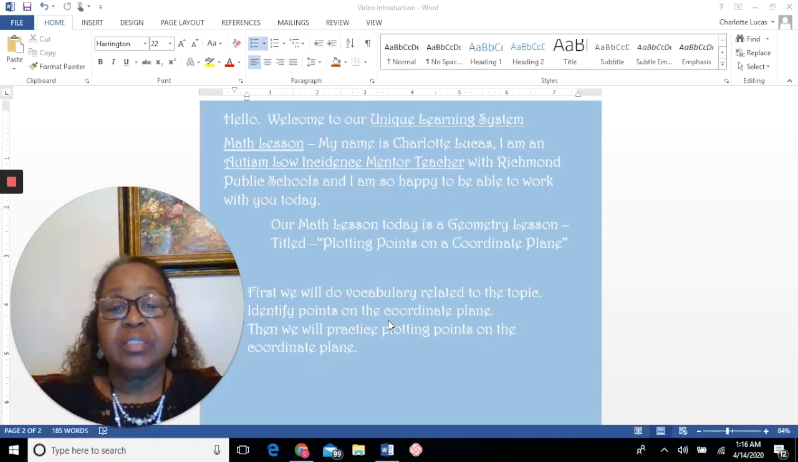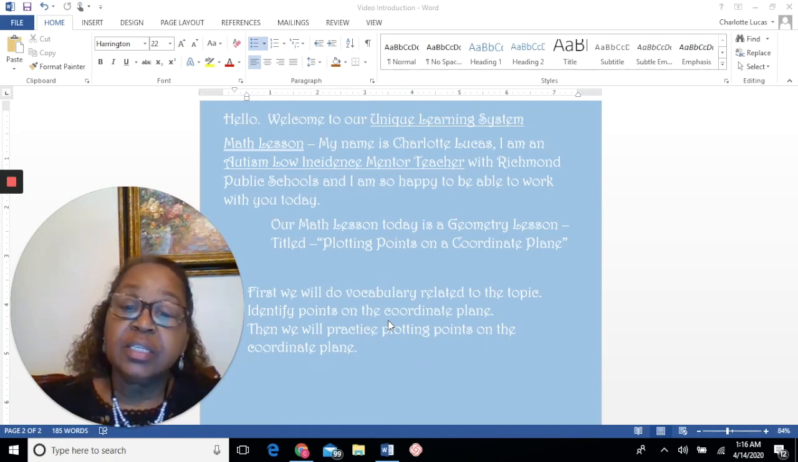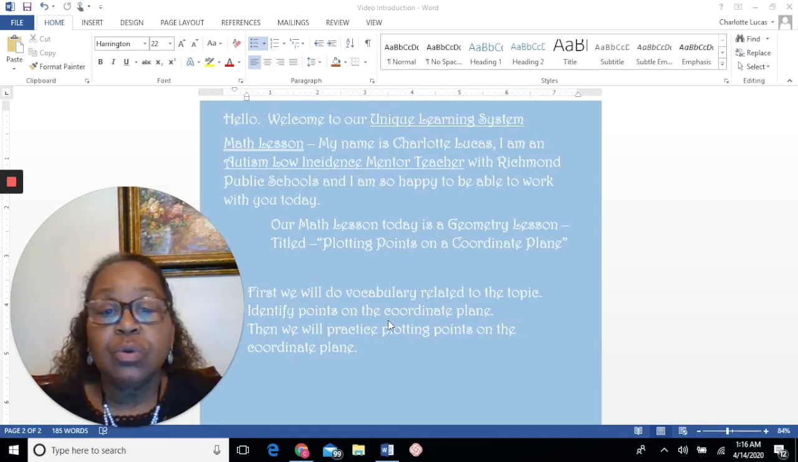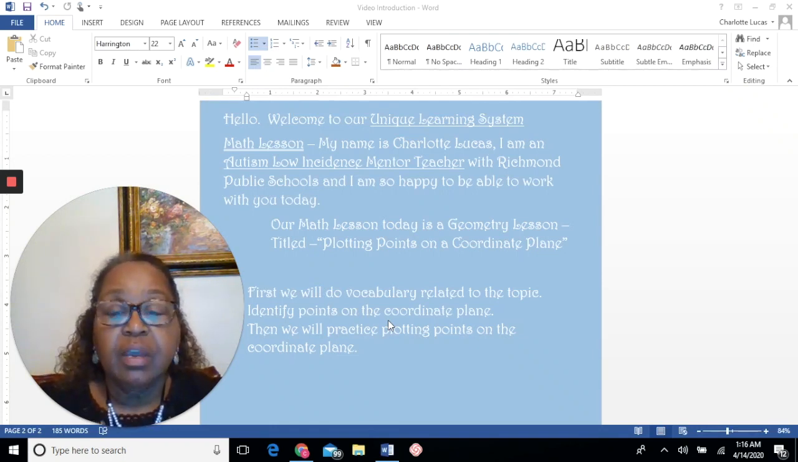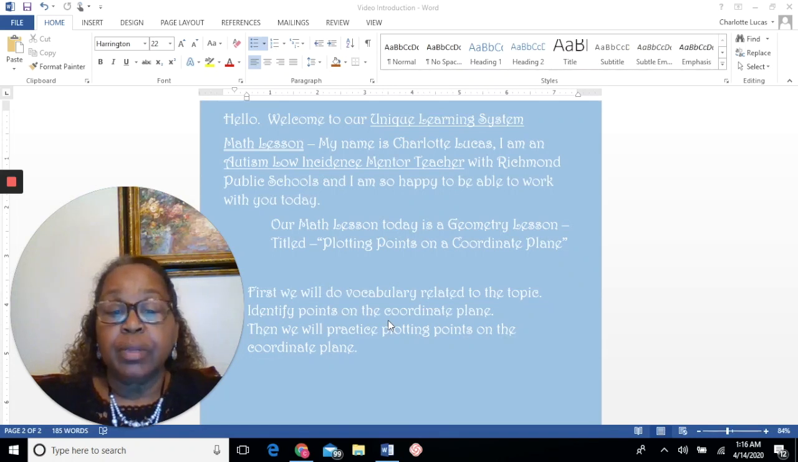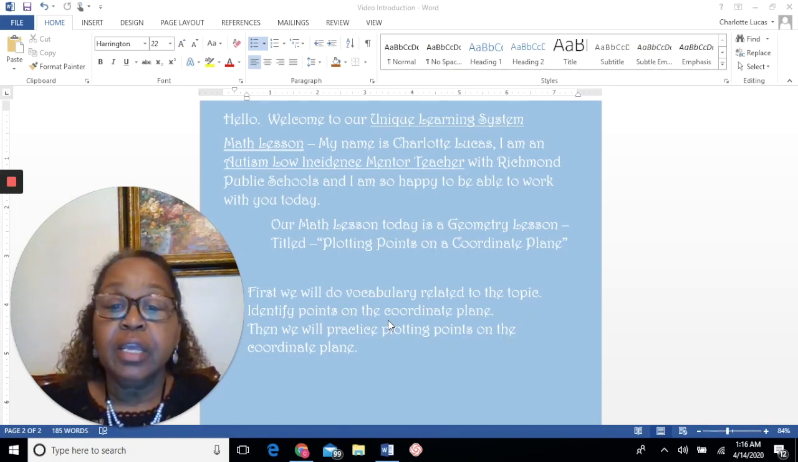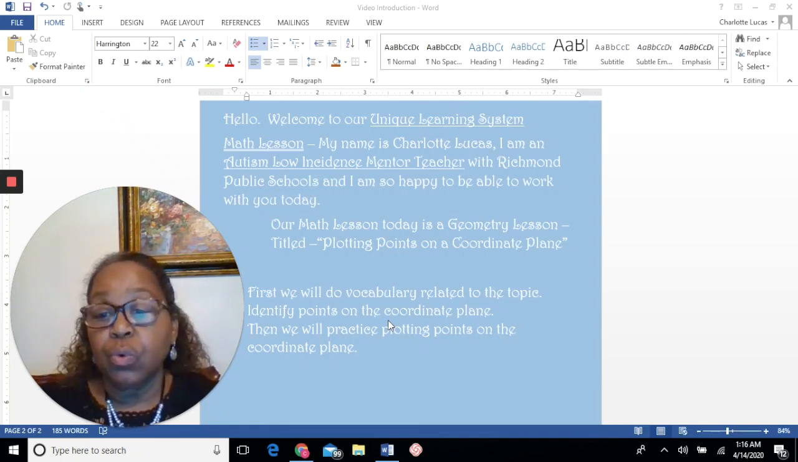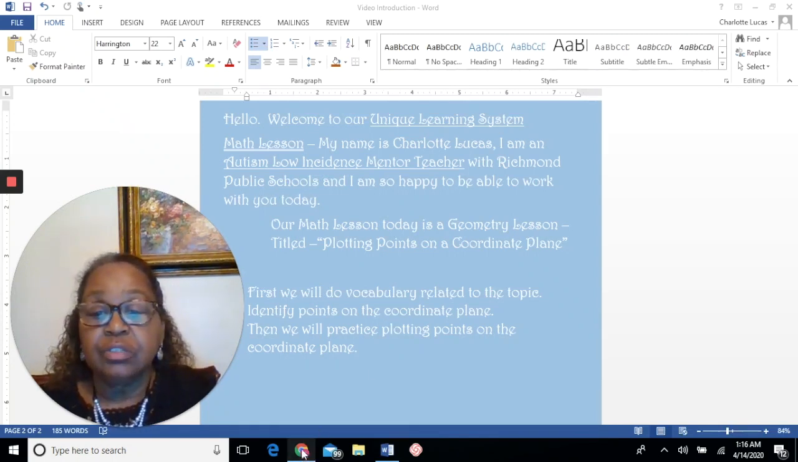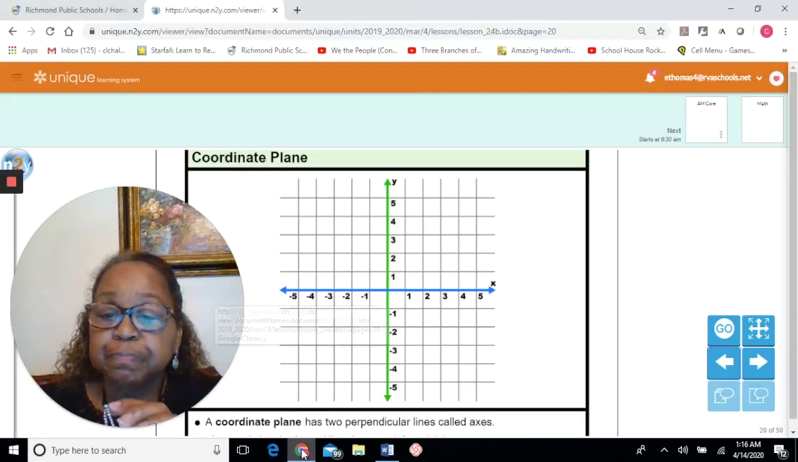Our math lesson today is a geometry lesson titled Plotting Points on a Coordinate Plane. First, we will do vocabulary related to the topic. We'll identify some points on the coordinate plane. Then we'll practice plotting points on the coordinate plane. We have a lot to do, so let's get to work.